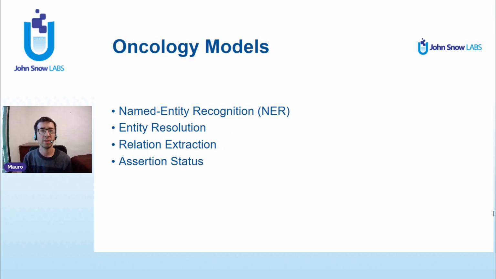Okay, I'm going to cover four types of oncology models: named entity recognition, also known as NER, entity resolution, relation extraction, and assertion status. These models were trained using data annotated by our in-house team of annotators, of medical doctors, who also developed the annotation guidelines for this and annotated and reviewed the data. They did all this using the Annotation Lab, which is an annotation tool. I really recommend you to use it if you're planning to annotate data. I left a link at the end of the presentation if you want to take a look at it later.